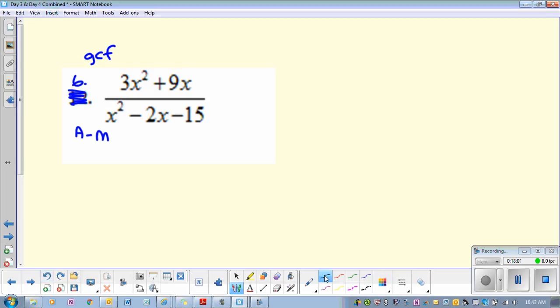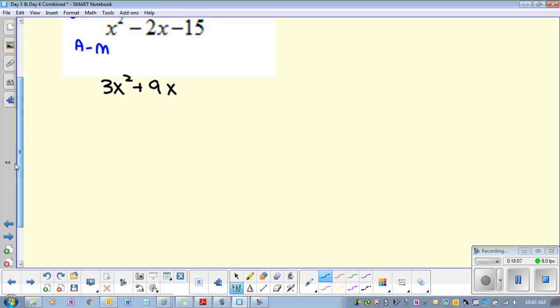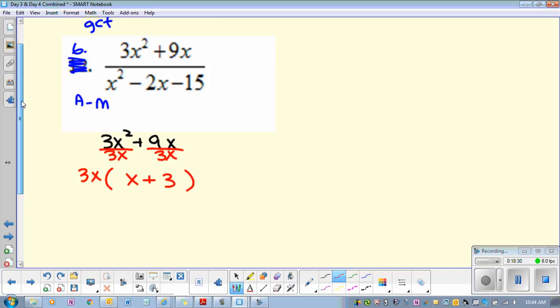So let me write that over here separately. 3x squared plus 9x. Guys, if I look at this, 3 and 9, what is their GCF? 3. And what do they both have? An x. So 3x can come out. That means you need to divide both of these by 3x. And you get? x. Good. x plus 3. So 3x times x plus 3. There we go. That's the top. That's the numerator.